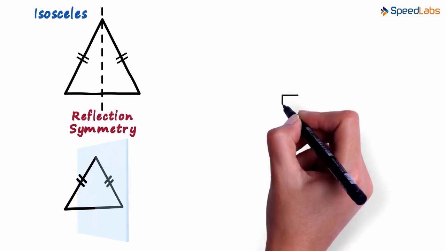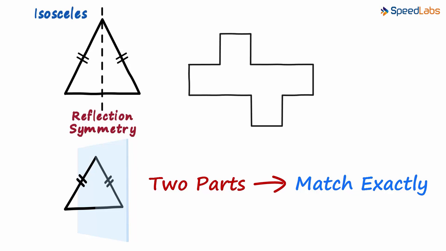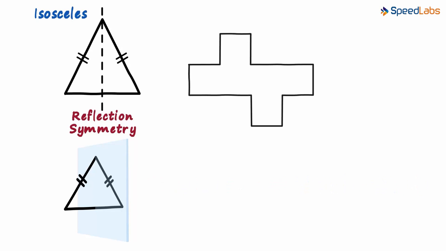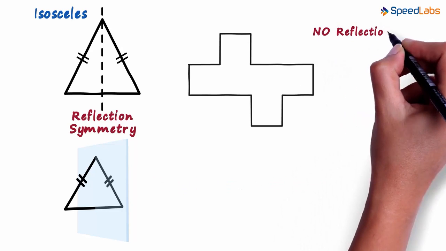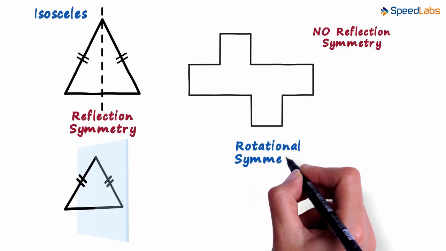To know the answer, here's another figure for you. This figure is made up of 6 squares to be precise. Now I want you to tell me if this shape has reflection symmetry or not. Can we draw a line through it such that the two parts formed match exactly with each other? If we try out different lines, we realize that no such line can be drawn. This shape has no reflection symmetry, but what this shape has is rotational symmetry.